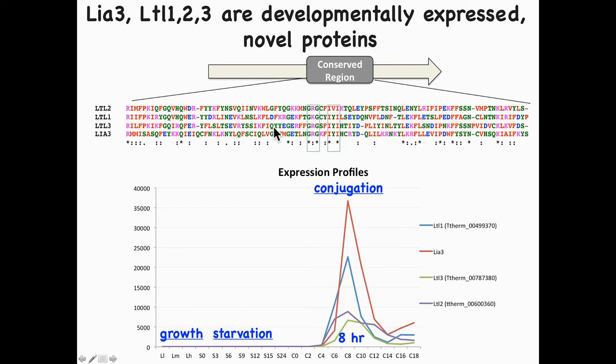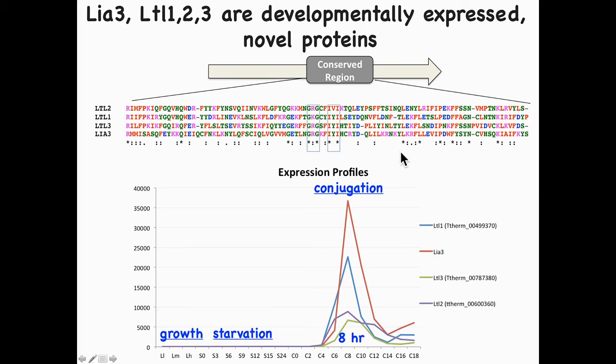So what are these proteins? Well, Lia3 and the Lia3-like proteins 1, 2, and 3 appear to be Tetrahymena-specific proteins. They do share about a 100 amino acid region in common, which I show aligned here, and they range in size from about 275 to about 400 amino acids.